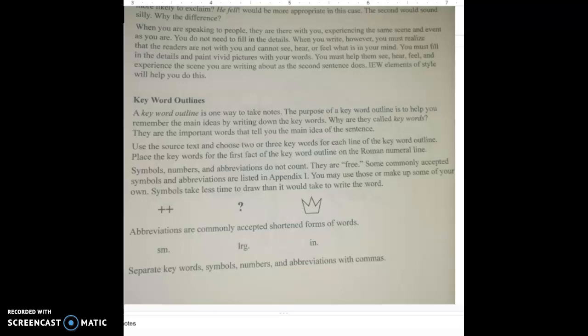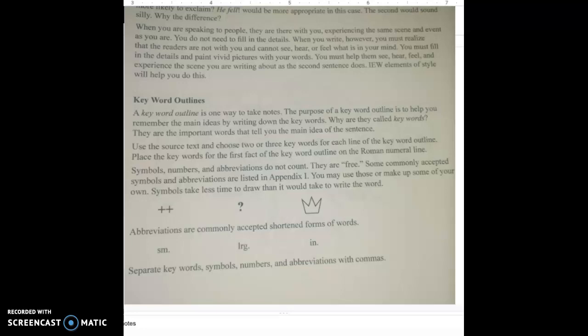So this is a screenshot from a page in the theme book. It's explaining how we can use extra things in our keyword outlines in order to flesh out the details. I like to tell the kids that I'm teaching you how to quote unquote cheat. They think that's fun. But the rule for each line on IEW outlining is that you can only have 3 words. However, symbols and numbers do not count in those 3 words. And so we talk about different symbols that we can use.